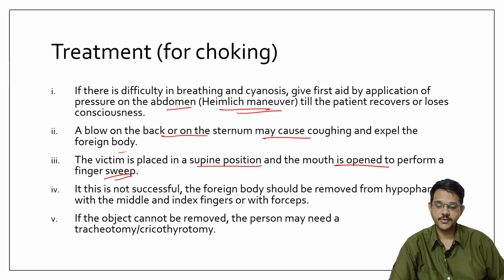If it is not successful, the foreign body should be removed from the hypopharynx with the middle and index finger or with forceps. If the object cannot be removed, then the person may need a tracheotomy, where an incision should be made in the trachea and artificial respiration should be provided.